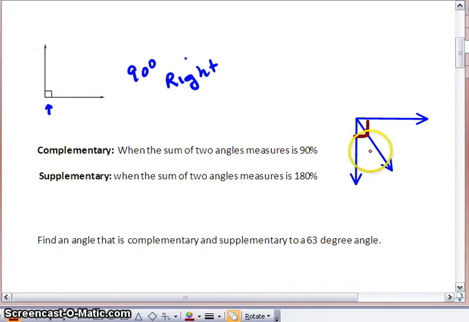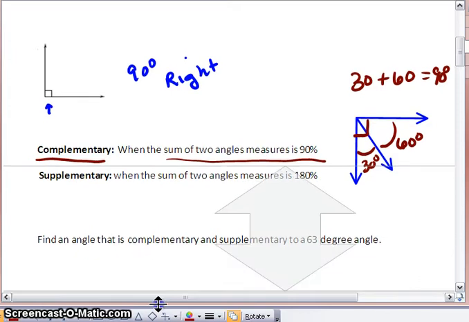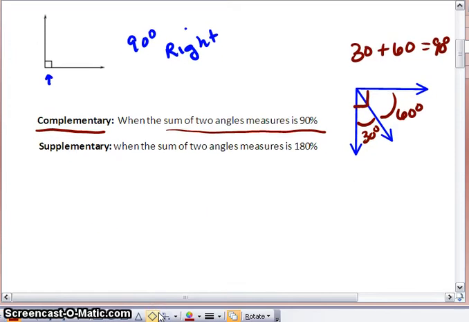So for example, let's say this angle's 30 degrees, and this angle's 60 degrees. If I add 30 plus 60, I get 90 degrees. And we call that complementary. A complementary angle is when the sum of two angles measures 90 degrees. That would be the example there.